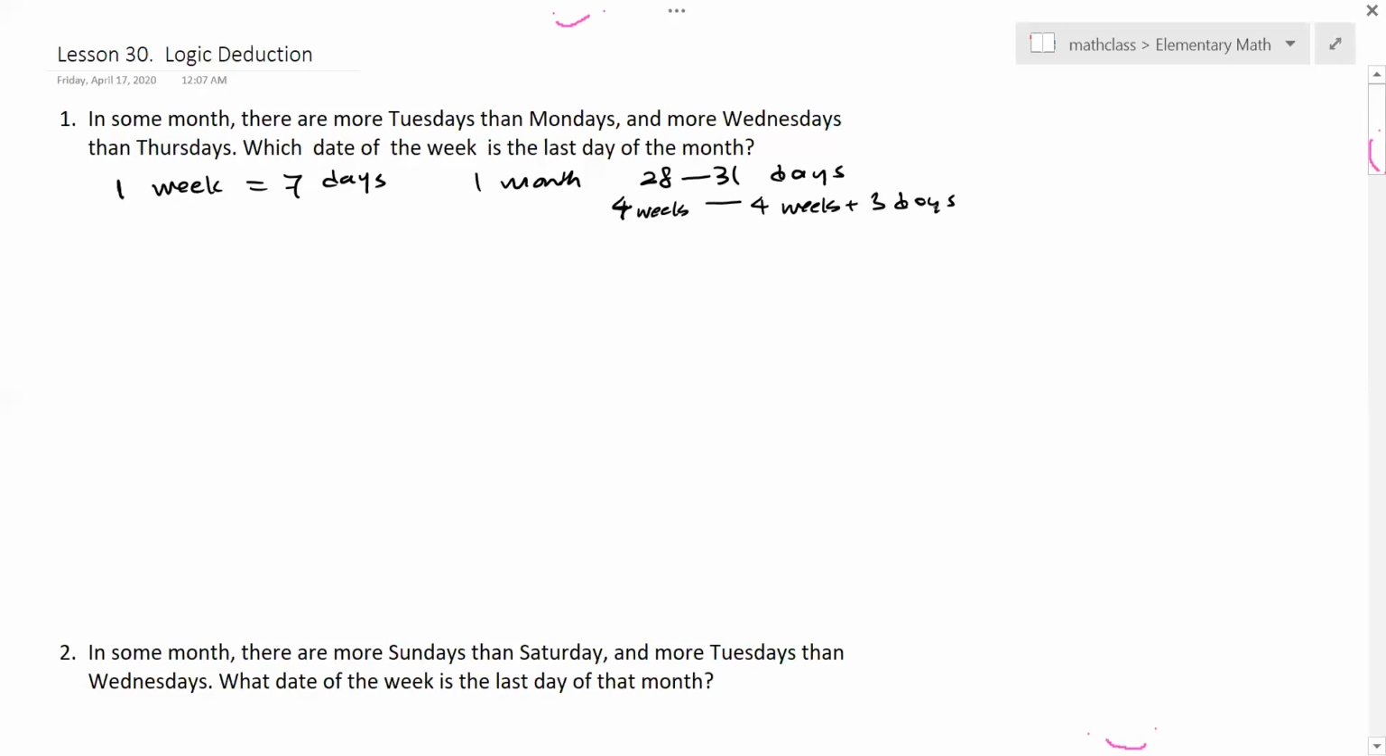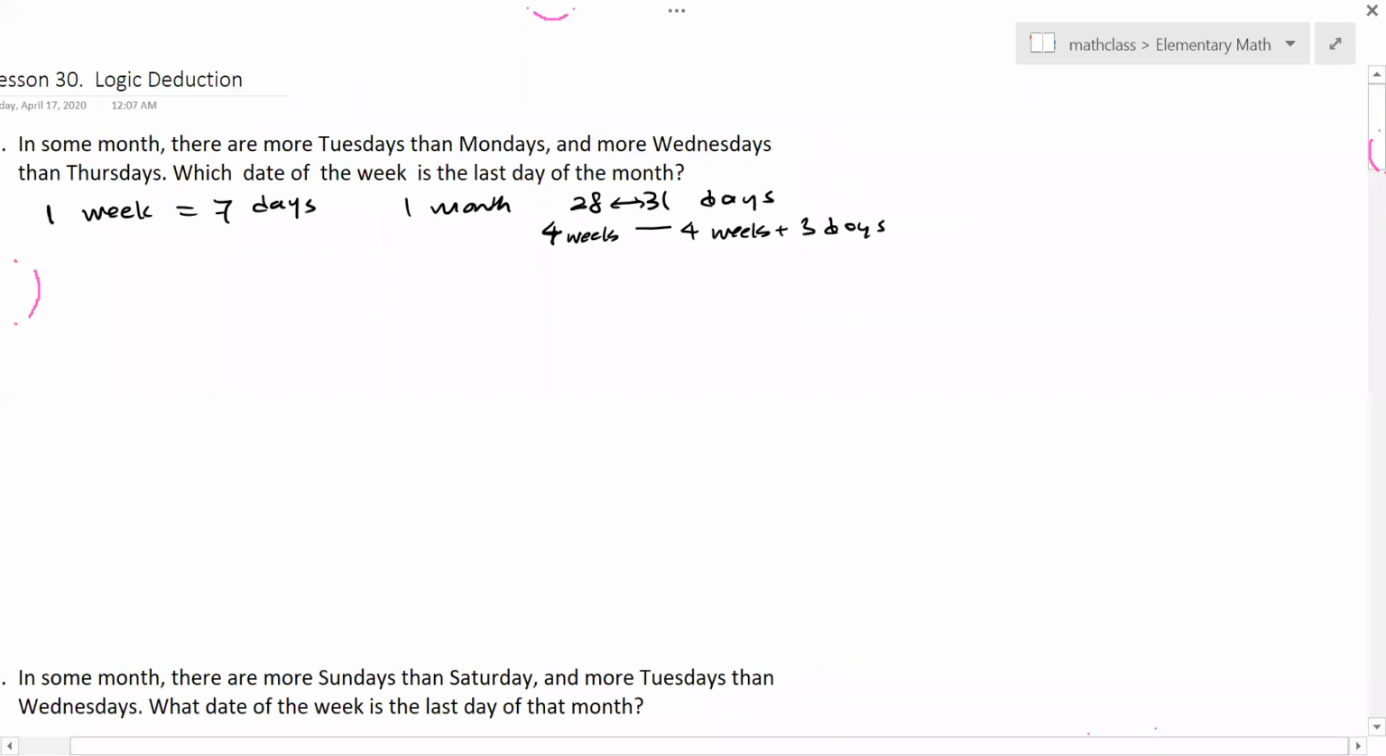Let's just say between those two, 28 days and 31 days. Now, at a minimum, there are at least 4 weeks there, right? So at least there are 4 Mondays, 4 Wednesdays, 4 Fridays. That's just the minimum. There are some extra days.